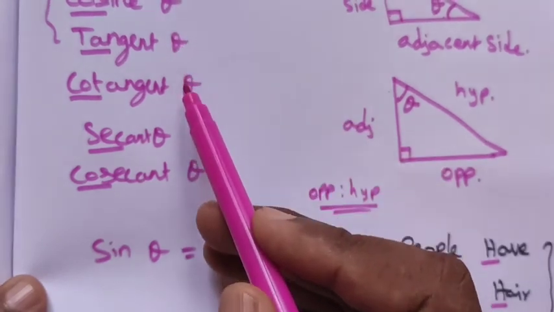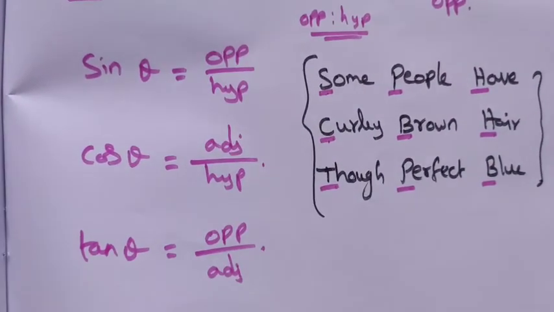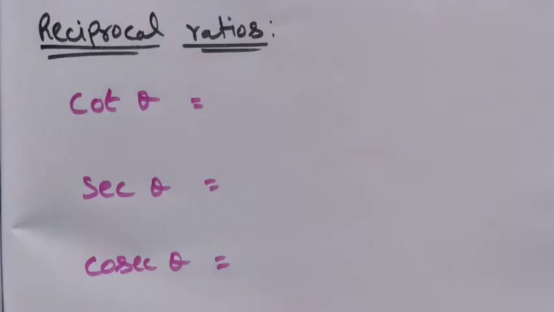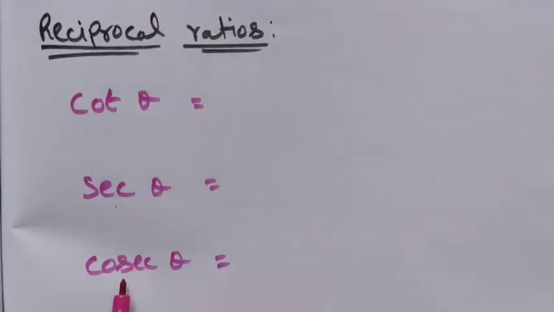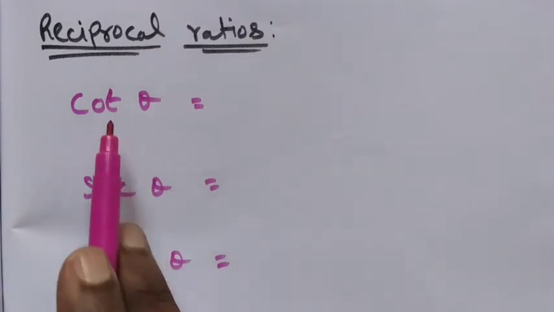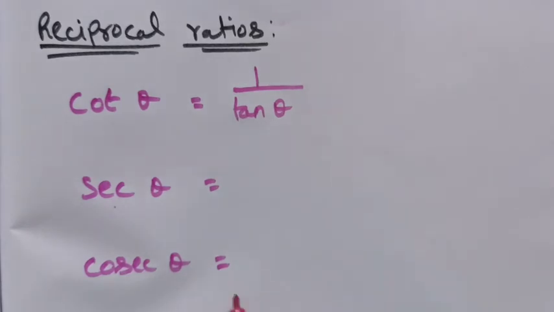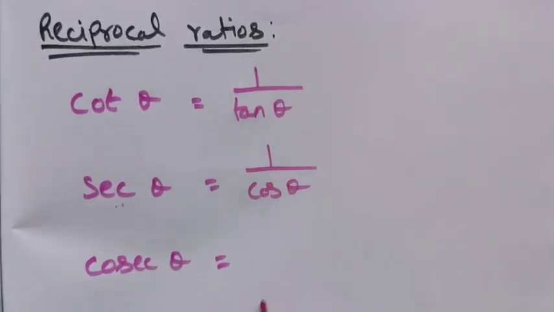Imagine these two are the pairs, right? And then we have the reciprocal ratio. First we see the reciprocal ratio and then we come to write the cot, secant and cosecant. Here we are going to find the reciprocal for cot, secant and cosecant. The reciprocal of cot theta is 1 by tan theta. The reciprocal of secant is 1 by cos theta. And the reciprocal of cosecant is 1 by sin theta.